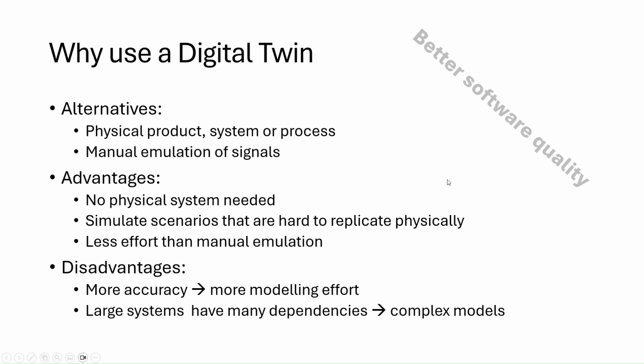So what are the main disadvantages? The model that is used in a digital twin can be quite complex if you want to make it very accurate. So if you really want to represent reality, it can be impossible, but even just getting to 99% accuracy, there's a ton of modeling effort in there. And that's actually not something that you really want to do.